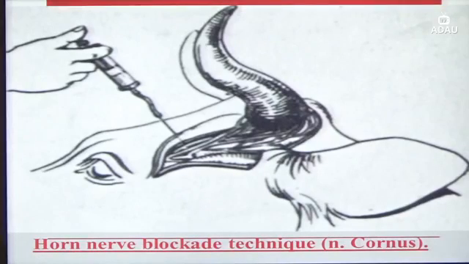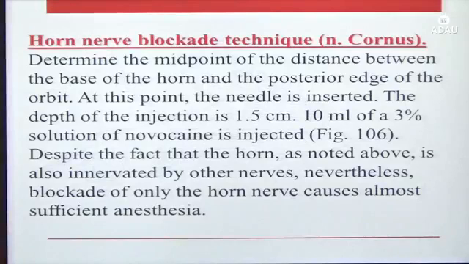This is the horn nerve blockade technique, the cornual nerve. We should keep in mind the needle is inserted to a depth of 1.5 centimeters, and we should use 3% Novocaine solution, and the Novocaine is injected.